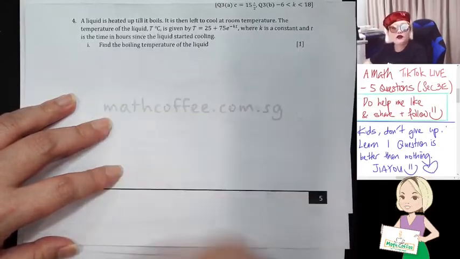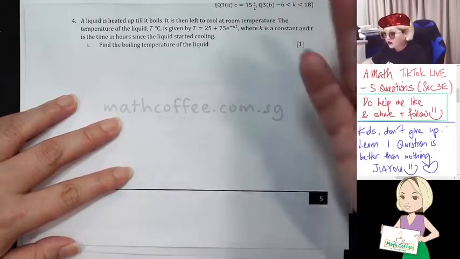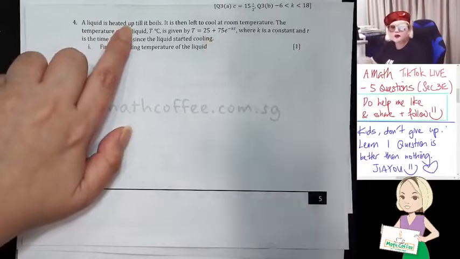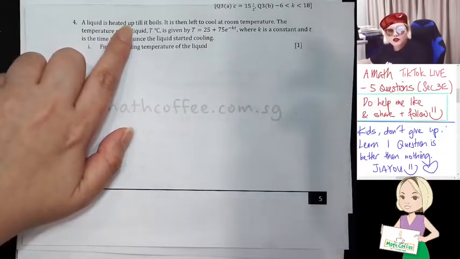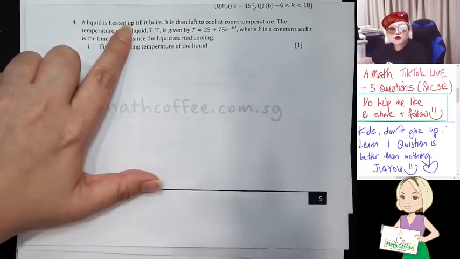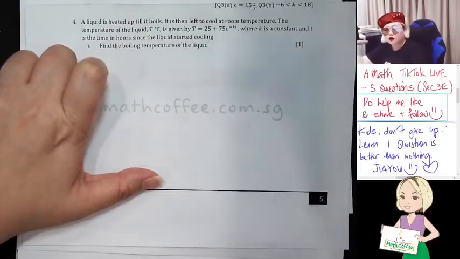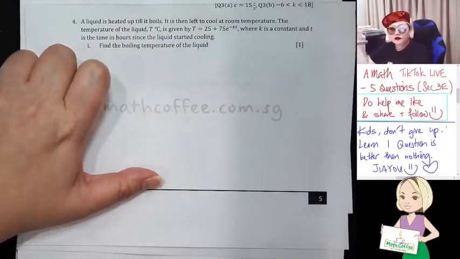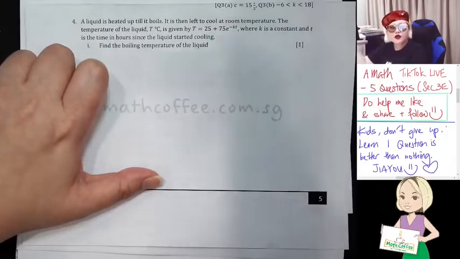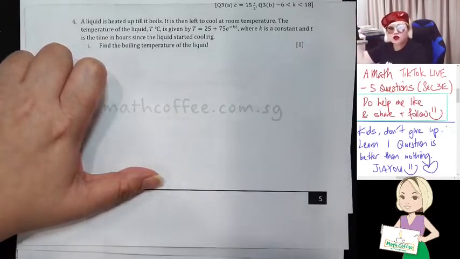So when you say find the boiling temperature of the liquid, then students will be stuck. Look at the question again. It tells me that it is heated up until it boils. When did it start to cool down? It boiled, then you put it at room temperature, and it starts to cool down. So actually it started from the boiling temperature. And that means that t equals 0 at the start. So t equals 0.